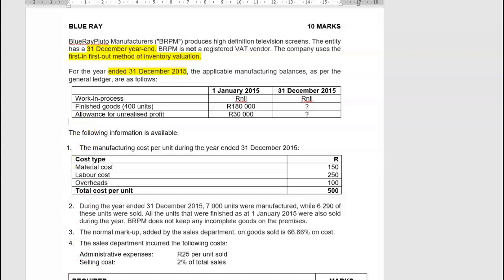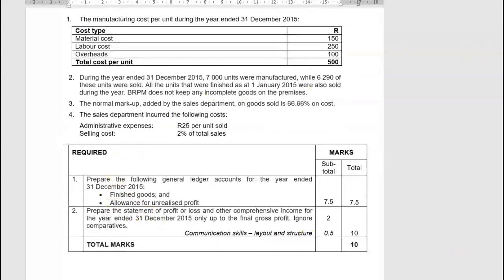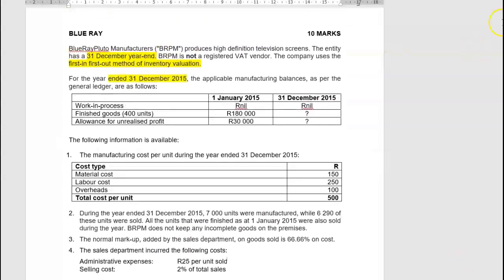Because nowhere in the question further on do they tell you what the unrealized profit percentage is, which the factory or the production environment adds to the cost of goods manufactured when they transfer those goods to the sales department. But I can work it out. What is the actual cost price of this inventory as at the beginning of the year? That is 180,000 minus 30,000. So that gives us 150,000.